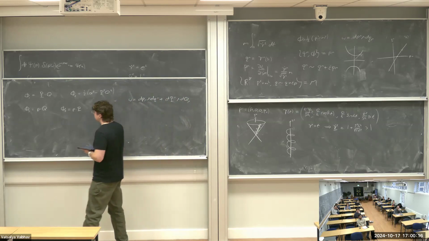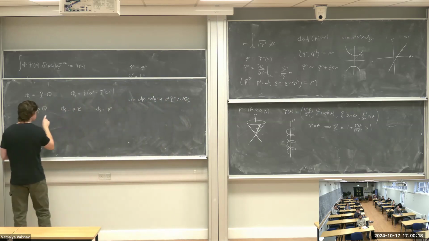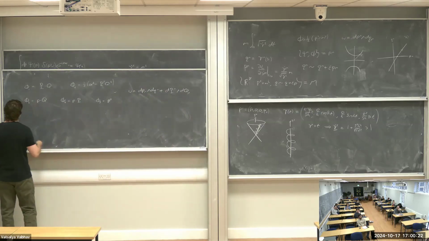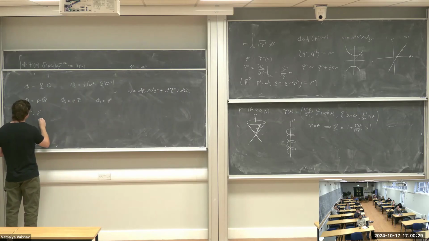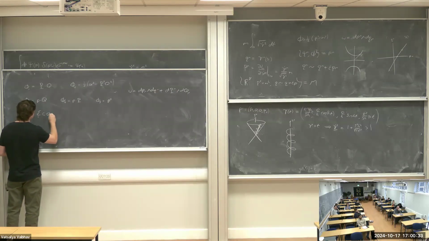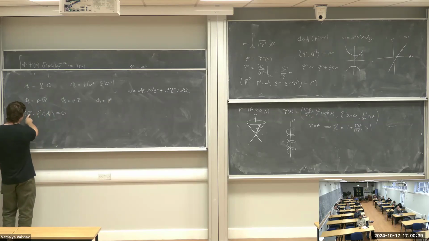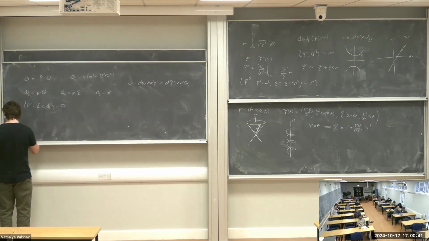You can see because none of these constraints depend on small q, that small p is gauge invariant. That means if I take p mu and I consider the Poisson bracket with some arbitrary linear combination, say epsilon i phi i, this is 0. So the momentum is gauge invariant.